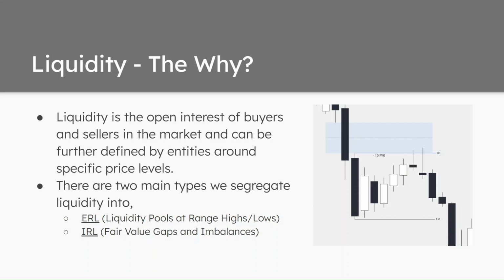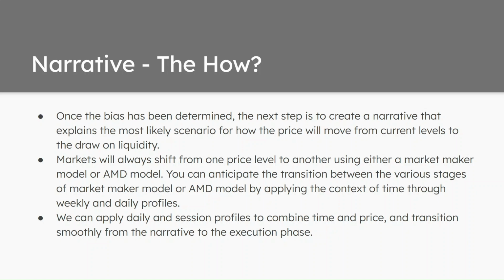So liquidity is the open interest of buyers and sellers in the market and can be further defined by entities around specific price levels. There are two types of liquidities: the external range liquidities, which are more or less the liquidity pools that we find around the range highs and lows, and the internal range liquidities, which are the fair value gaps, the arrays, the imbalances inside a particular predefined range.